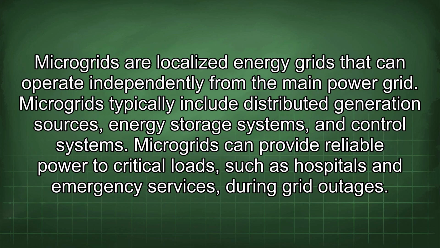Microgrids are localized energy grids that can operate independently from the main power grid. Microgrids typically include distributed generation sources, energy storage systems, and control systems. Microgrids can provide reliable power to critical loads, such as hospitals and emergency services, during grid outages.